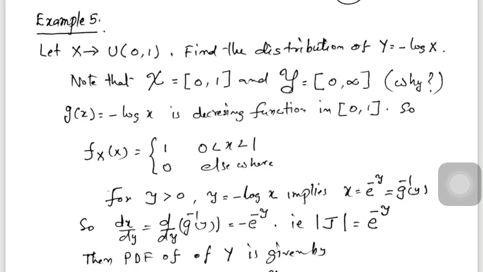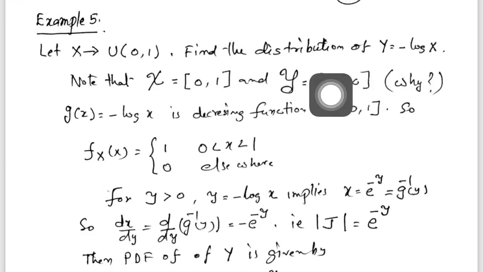Here in example 5, suppose x follows a uniform distribution over 0, 1, and we have to find the distribution of y is equal to minus log x. You know, logarithm is an increasing function, so minus log is a decreasing function. So we have a decreasing function y is equal to minus log x.